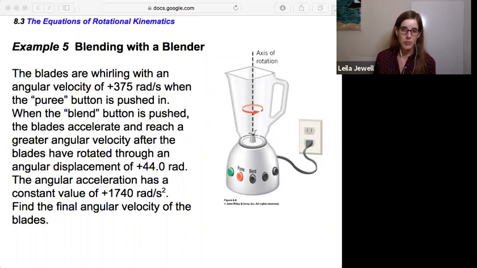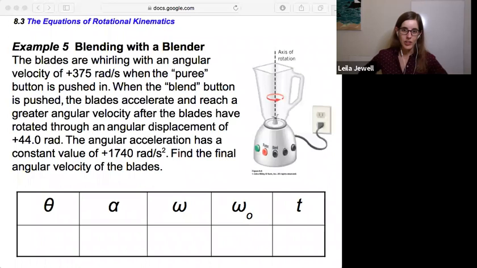Now that we've made those observations, let's fill in our table, right? So what variables do we know here? Well, there's this angular velocity of plus 375 radians per second. Is that going to be our initial or our final? Well, it asks us to find the final angular velocity. So I'd say that's what we're looking for, and it's then giving us this 375 as the initial. So I'll plug that in as a positive 375 radians per second.